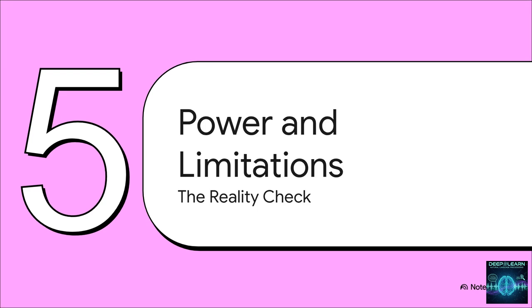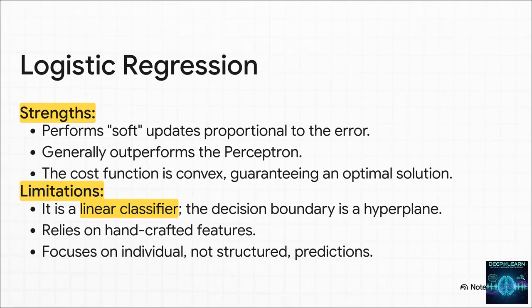Look, logistic regression is clearly a massive step up from the perceptron. It's powerful, it's elegant, and it's used all over the place. But like any tool in the toolbox, it is so important to understand not just what it can do, but maybe more importantly, what it can't. All right, so the strengths are pretty clear. It learns smoothly with those soft updates, which is why it just about always crushes the perceptron in a head-to-head comparison. And because its cost function is convex, remember our blindfolded hiker? Well, that convexity guarantees our hiker will find the absolute bottom of the entire valley, not get stuck in some little ditch halfway up the mountain.